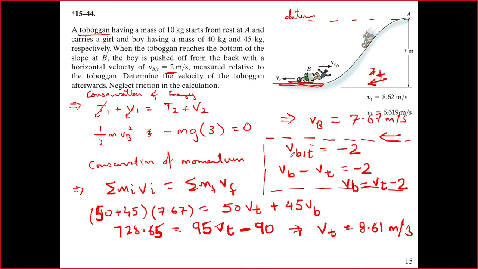And then further, I know how the relative velocity works out. You guys recall we talked about this: it's always B minus T, the boy relative to the toboggan. So it's VB minus VT and it's then -2 as it is here. The velocity of the boy relative to the toboggan, hence it's going to be the velocity of the boy minus the toboggan.